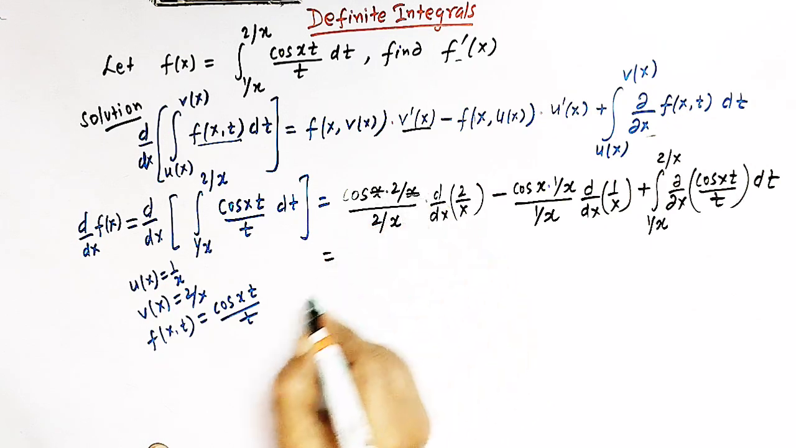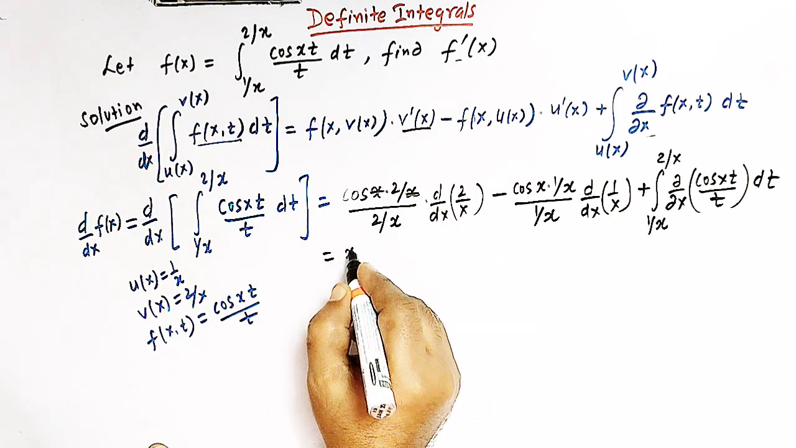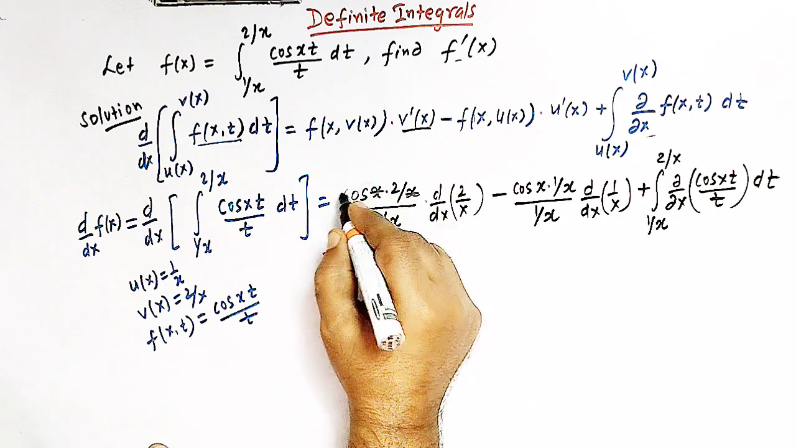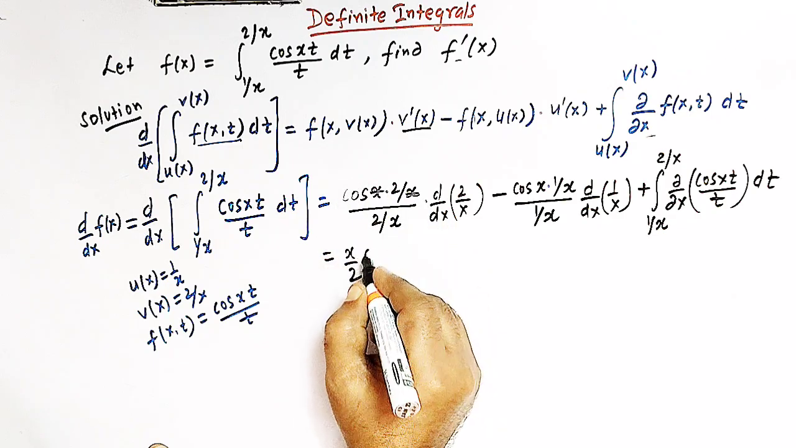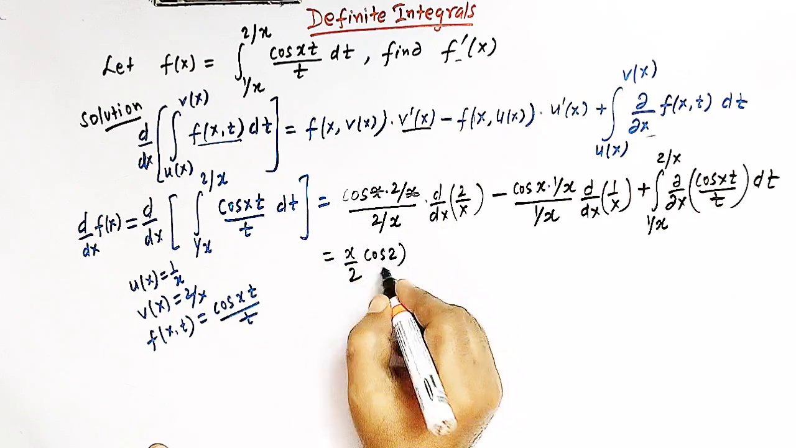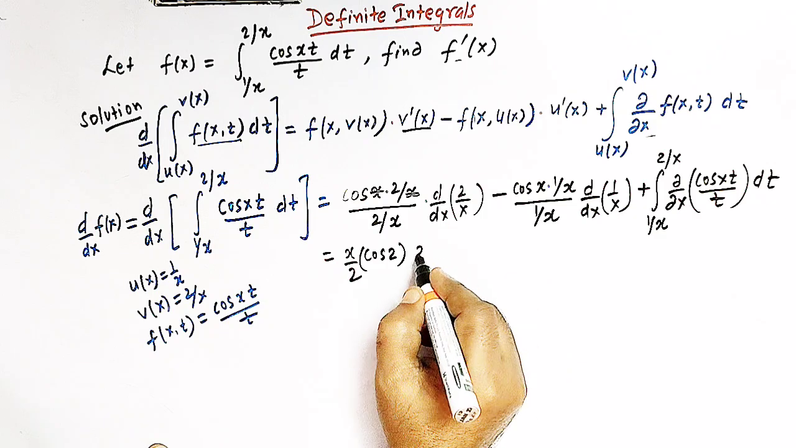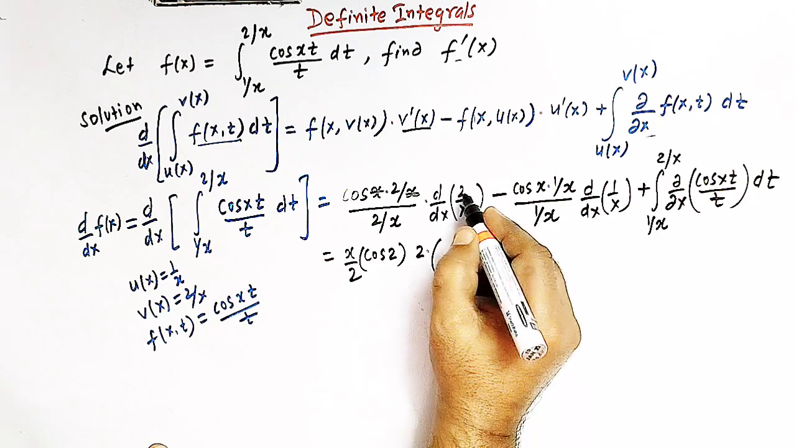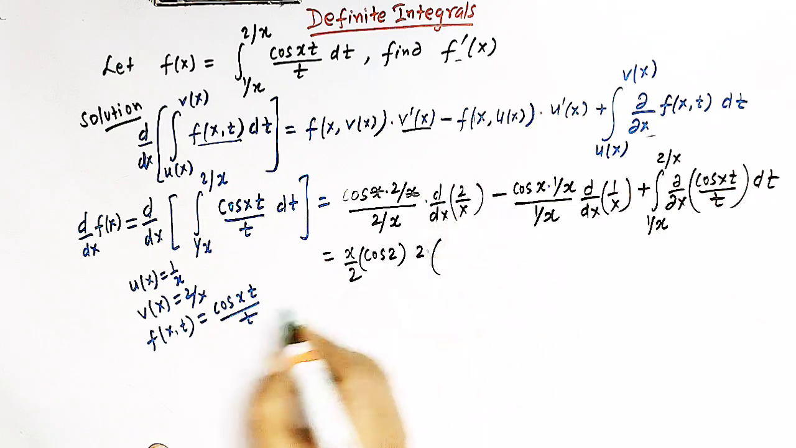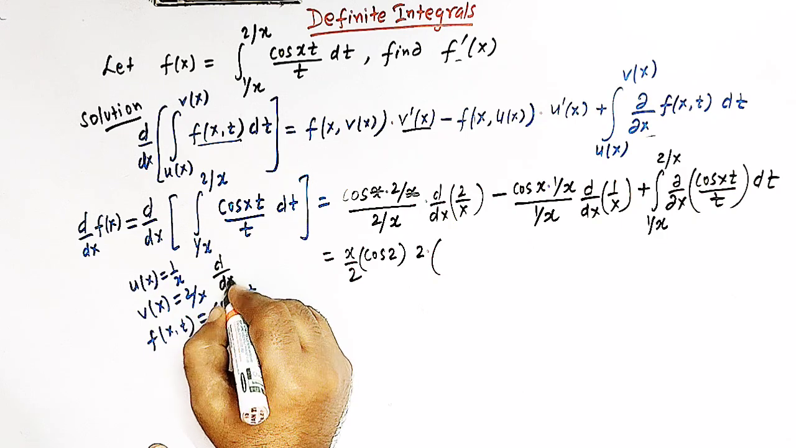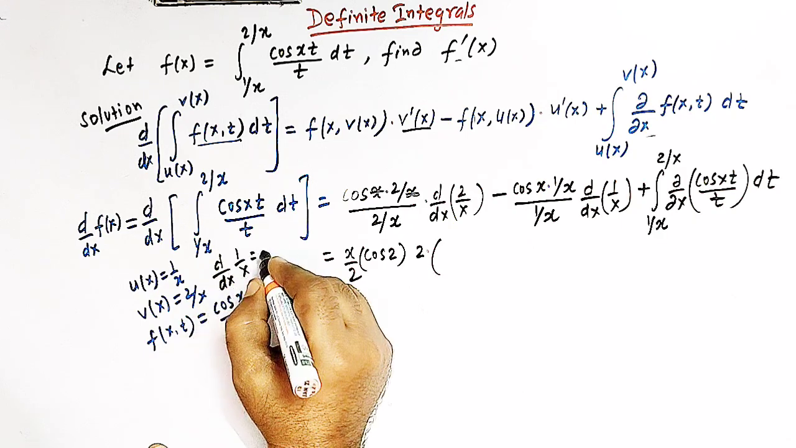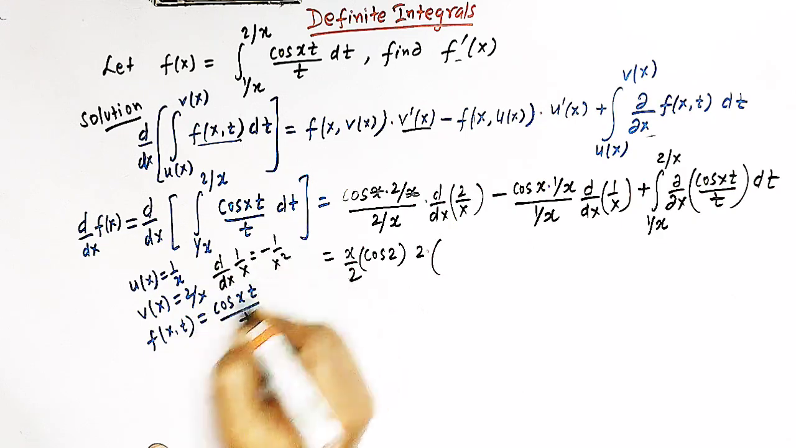Here x and x get cancelled, and we have x over 2 taking x to the numerator, and here we have simply cos of 2, and then we have 2 times the derivative of 1 over x. So the derivative of 1 over x is negative 1 over x square.